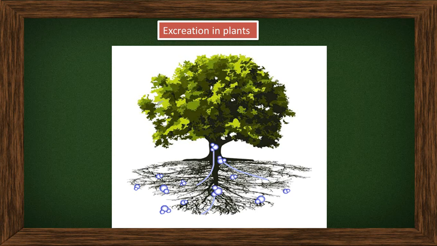Next, transpiration. It will lose water during transpiration. That is also excretion that takes place in plants. I have already discussed transpiration in the part 1 video. So in transpiration, waste is removed from the plant body. That is called excretion in plants.